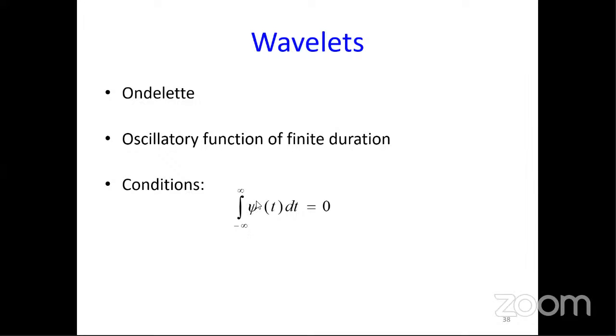If you are not comfortable, you can use f. Integral of f of t dt equals 0. That means the function is oscillatory. If the average value of the signal is 0, naturally it will be oscillating. If you take the energy and it is finite, then it is basically of finite duration. The next condition is the admissibility condition. If any wavelet satisfies all these criteria, then it is an eligible candidate for wavelet transform.